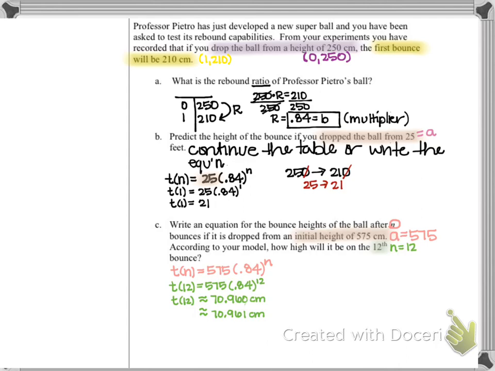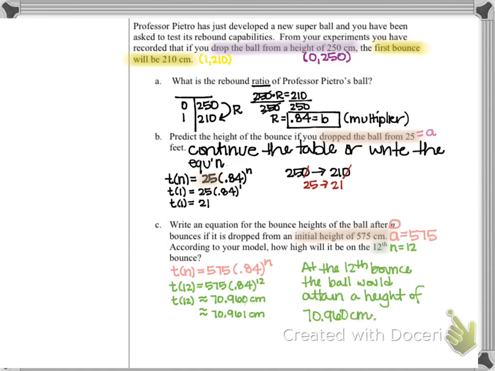And since it was the word problem, I would say that at the 12th bounce, the ball would attain a height of, let's see, I'm going to go ahead and do the truncated version. So it's up to you guys, but I'm a big fan of not having to round if I don't really have to. Okay, and that should finish the notes for this page.